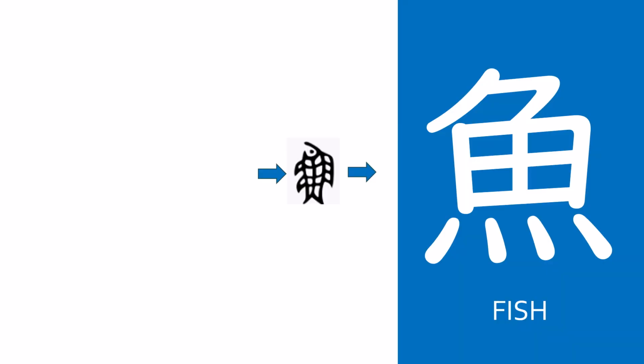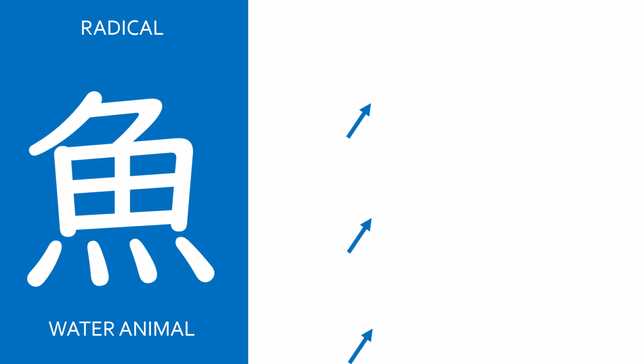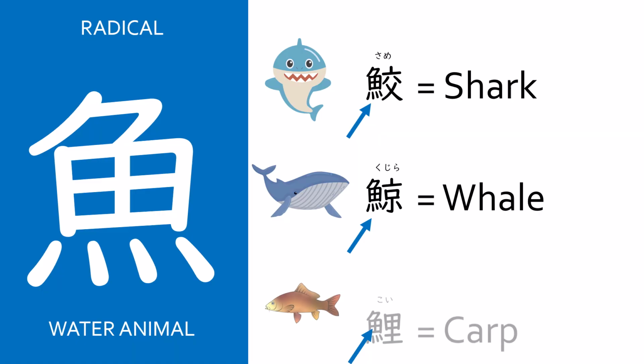At first, it might be a bit challenging, but if you look at this kanji a bit closer, you will see a fish, where the top is the head, the middle are the fins, and the bottom is a cute tail. When this kanji acts as a radical, it gives the meaning of animals that live inside the water. The examples we have are shark, same, whale, kujira, and carp, koi.